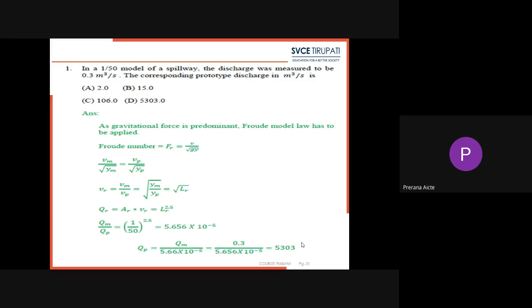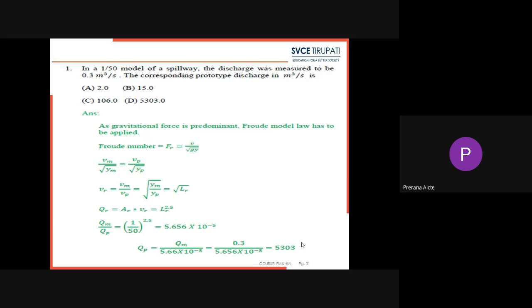So let's discuss some of the problems in dimension analysis. So the problem is: in a 1:50 model of a spillway, the discharge was measured to be 0.3 meter cube per second.